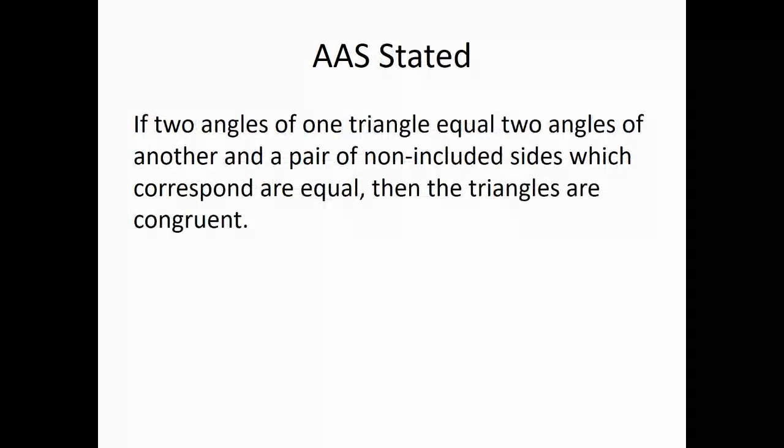Okay, so here's angle angle side stated. It says that if two angles of one triangle equal two angles of a second, and a pair of non-included sides which correspond are equal, then the triangles are congruent. That should really come as no surprise, I think, given the abbreviation AAS. AAS says we have a pair of angles equal. Then as we work our way around the triangles, we have another pair of angles equal. And then as we continue to work around, we have a pair of equal sides as well, where the equal sides are not in between the included angles. If we have all of that, then the triangles are congruent.